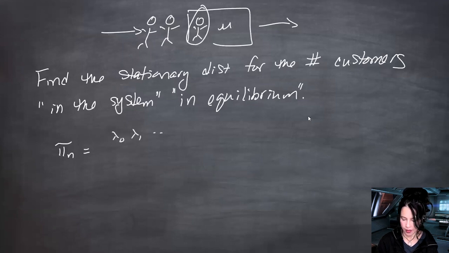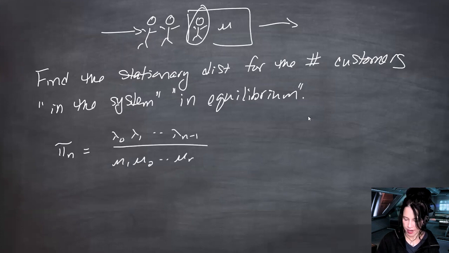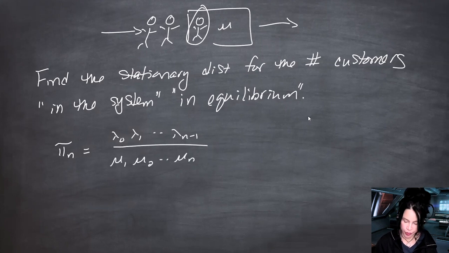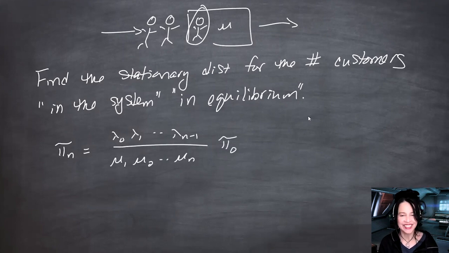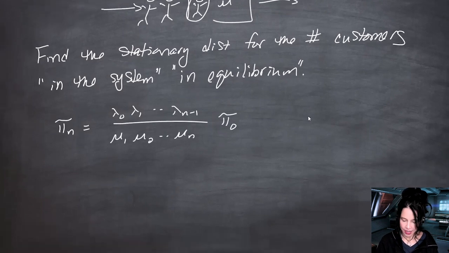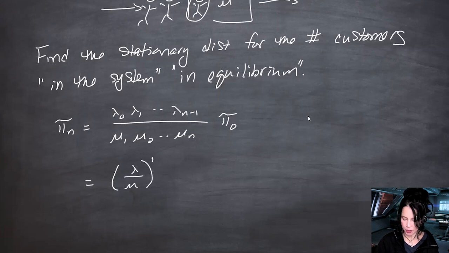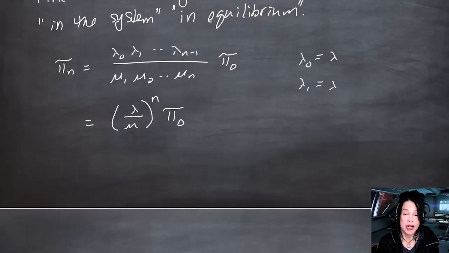If you kind of remember this formula and kind of don't. Note that you should never have a mu 0 in the denominator because mu 0 is always 0, and that's going to cause problems. Okay, so all of the lambdas are just lambda, and all of the mu's are just mu. So this is the same thing as having lambda times lambda times lambda, n of those, and n mu's. So we get lambda over mu to the n times pi 0. So I do not have pi n yet. It's in terms of pi 0. We need to find pi 0.